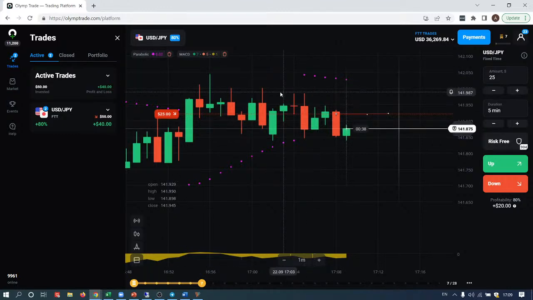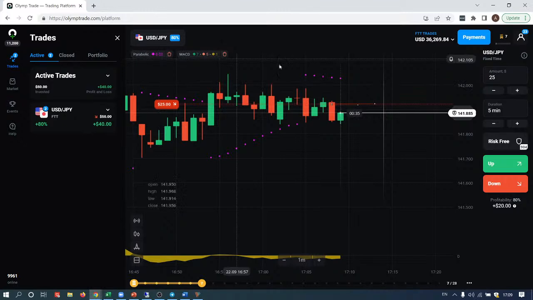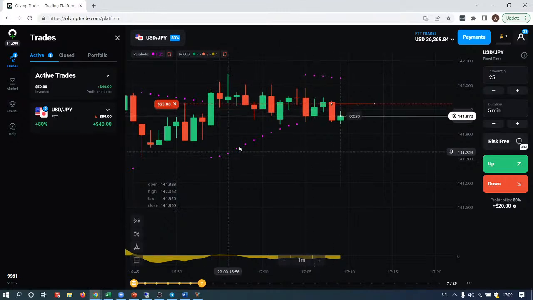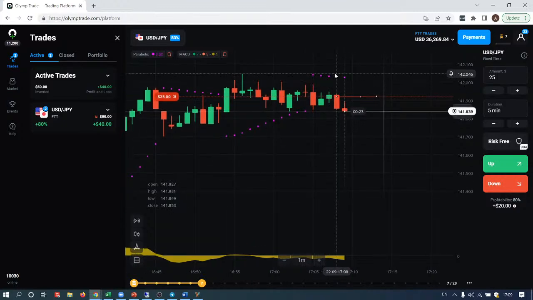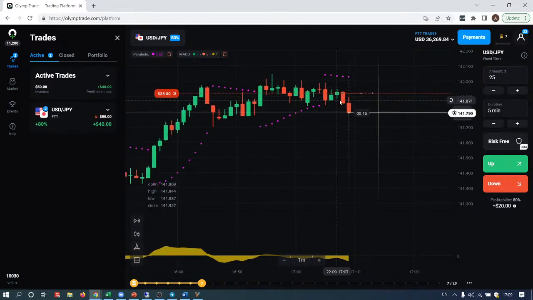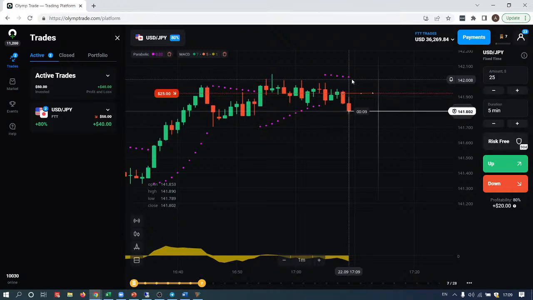First of all, let us have a look at the parabolic SAR. These are purple dots under the chart and above the chart, and when they are above the chart, it means that usually prices go down. We can just think of this imaginary pressure from above. This pressure makes charts decline or go down.